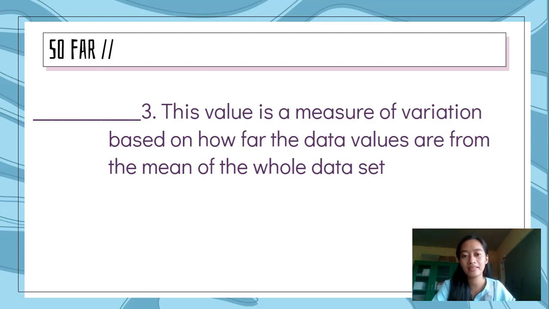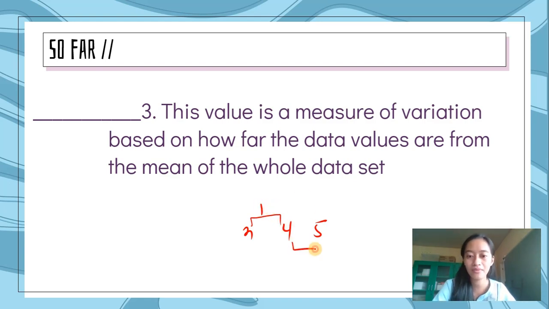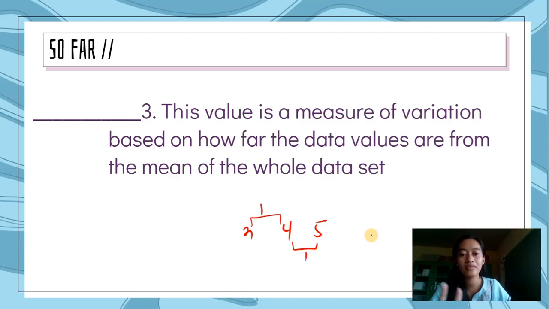Next, this value is a measure of variation based on how far the data values are from the mean of the whole data set. So how far the data values are. So for example, you have 3 and 4 and 5. And for example, the mean here is 4, the center value. So we have 3 from 4, it's 1 unit distance, and 4 to 5 it's 1 unit. So the values have 1 unit interval.